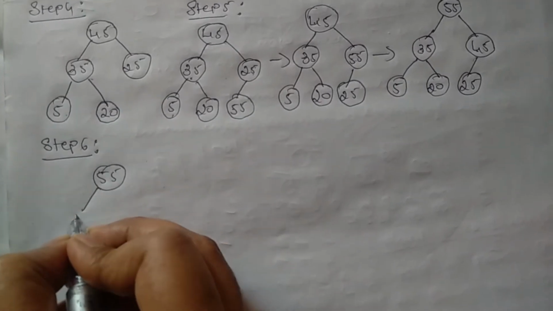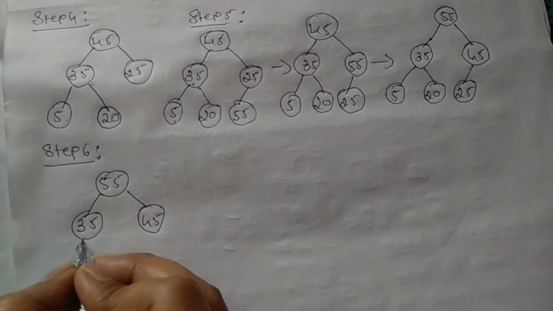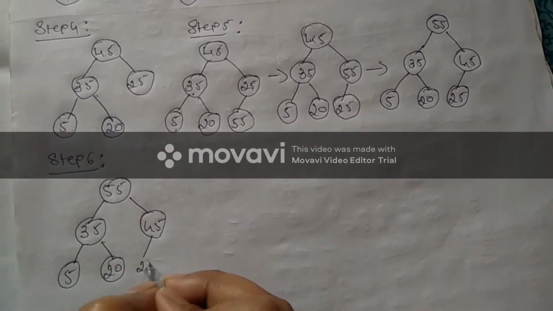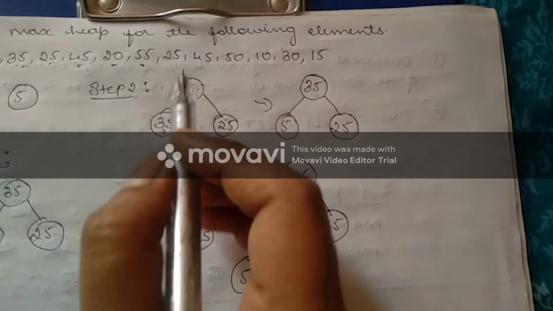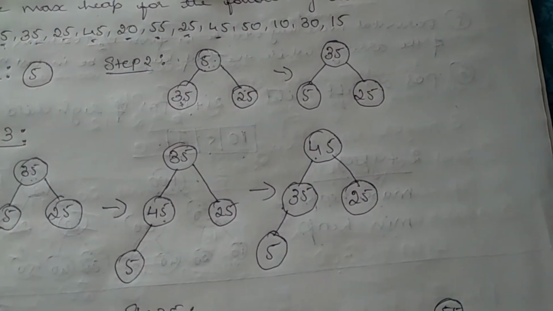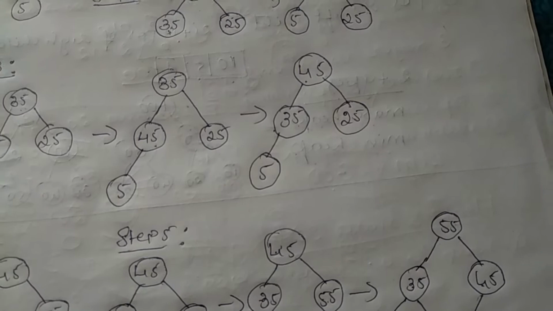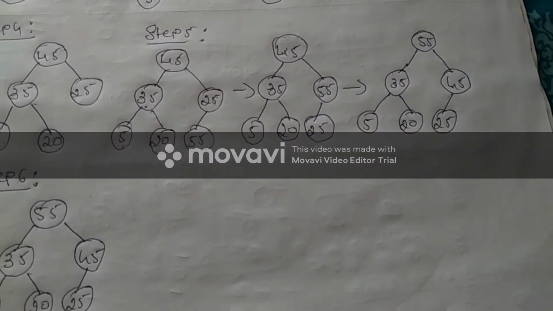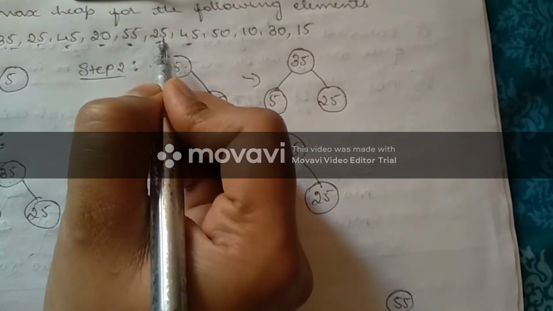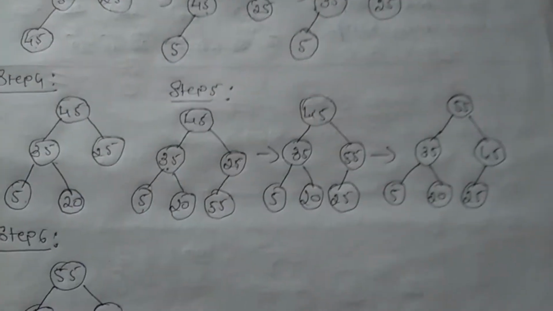55, 35, 45, 5, 20, 25. What is the next element? 25 got over. Next element is 45 again. Okay. Now what you have to do? Again you take 45. Okay. Sorry, here we have taken 55. Next I have to take 25. No, I have to take 25 as the next element in step 6.